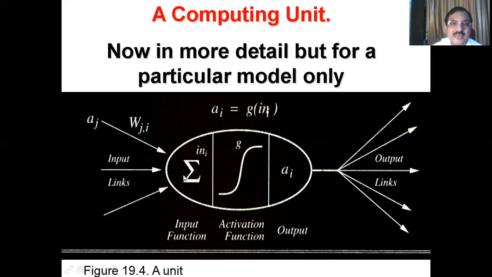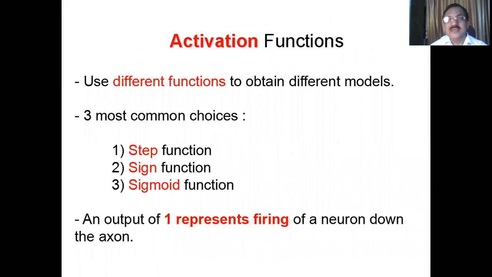This is the summation input function, and here it is the output function. This input is obtained from Aj with weight factor Wji. These are the several linkages, and these several linkages with the weight factors are summed here. This summing function is transformed by this activation function, which gives the output Ai. And this output is given in some meaningful form to the next unit of neurons. So this kind of system is considered. So we use different functions to obtain different models.